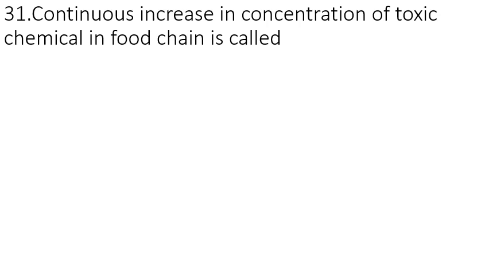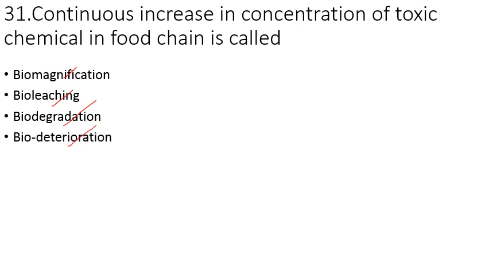So the first question for today is: continuous increase in concentration of toxic chemical in food chain is called. Our options are biomagnification, bioleaching, biodegradation, biodeterioration. So its right answer is biomagnification. Bio means living, magnification means increase in concentration of certain pollutant or chemical.